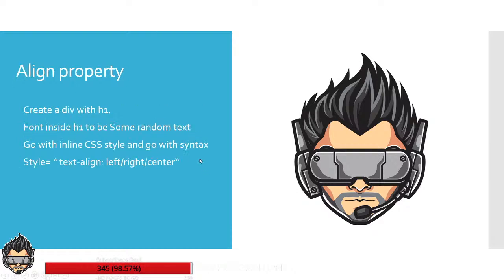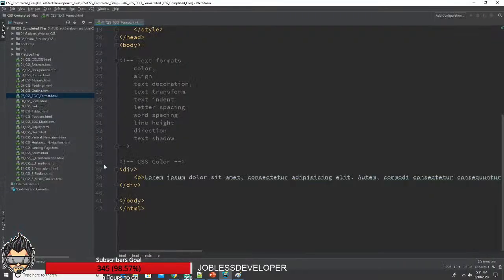Let's go with the second property, alignment. What we are creating over there is that he said create a division with the h1 tag and write some random text over there with the inline CSS properties. I want the text to be at the left or right or center, whatever it is. Where do you want it?